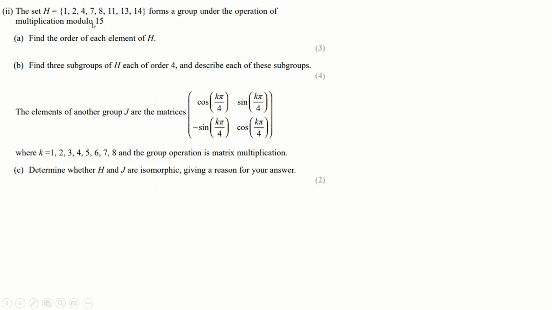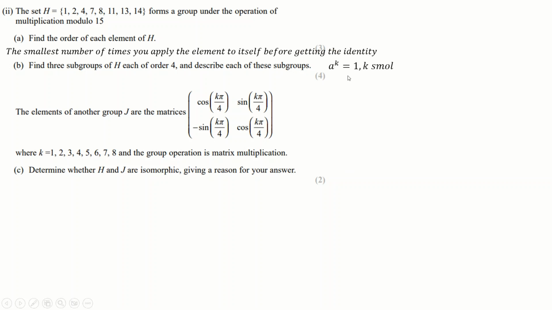Under operation mod 15, so find the order. So the order of an element in a group is essentially the minimum number of times you can apply the element to itself before getting back to the identity. So it's usually written like this. I wrote it in there just to be sarcastic, and I think I meant to change it, but didn't. You want the smallest k you can find, where when you apply a that many times to itself, you get back to the identity in the group.